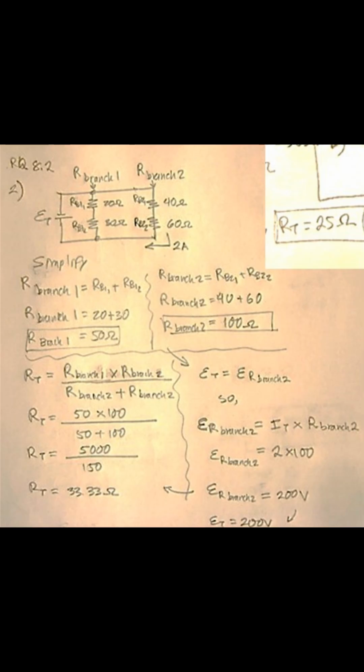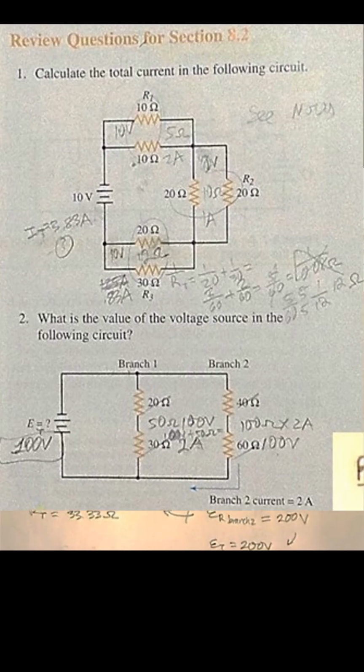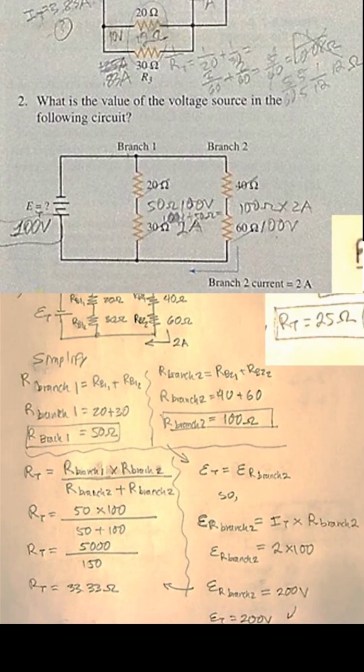Just a simple addition since we're dealing with resistors in series. We do the same thing for branch 2. The resistor at branch 2-1 plus resistor branch 2-2 equals 40 ohms plus 60 ohms, or 100 ohms total. So we have our resistances at each branch of 50 ohms and 100 ohms. Remember, those are both now in parallel.